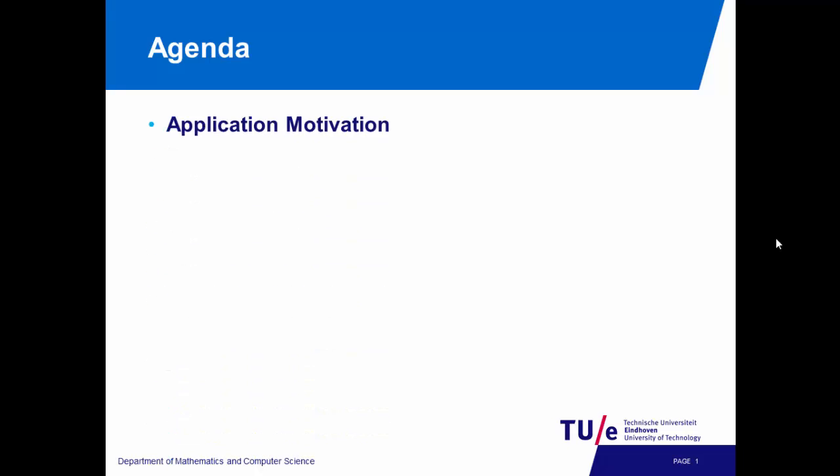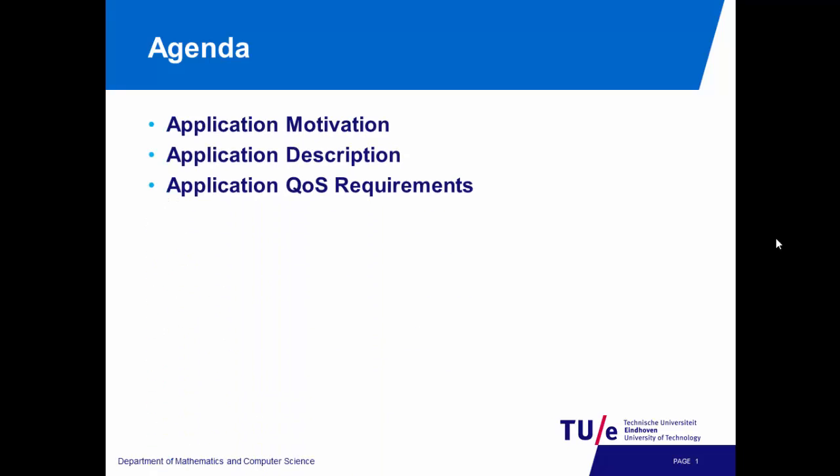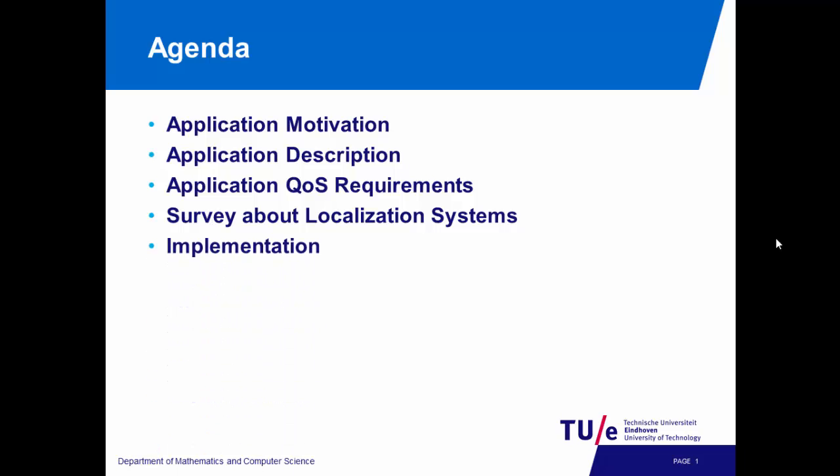So this is the agenda for this presentation. Initially, the motivation of our application, the specific application, and the application quality of service requirements will be explained. Up to this point, we set a clear goal regarding the application that we want to develop, which will be based on a wireless sensor network localization system. Then a survey about localization systems is introduced, where we will discuss which methodologies and algorithms exist and which one we will choose for our purpose.